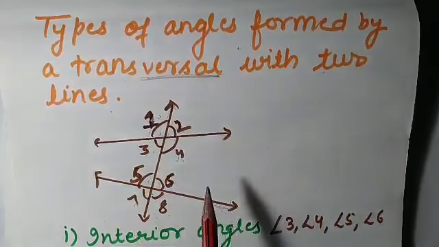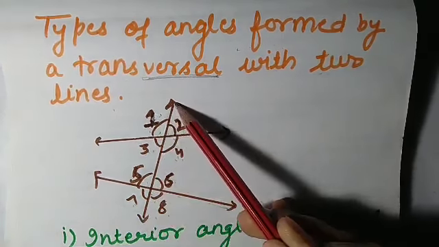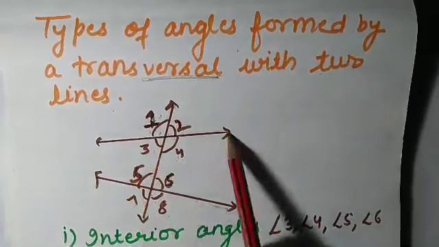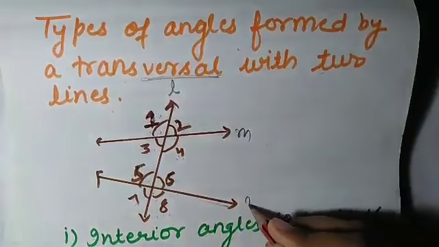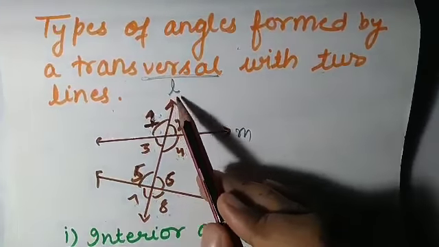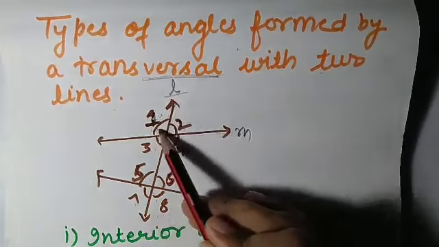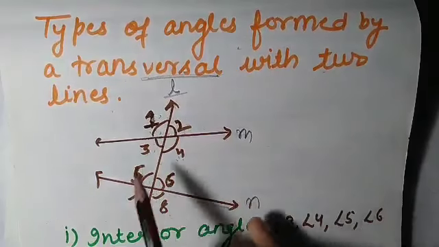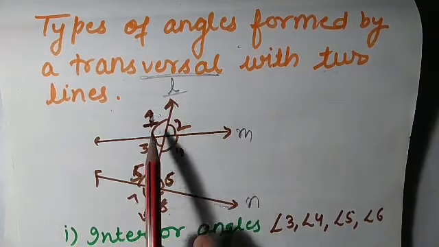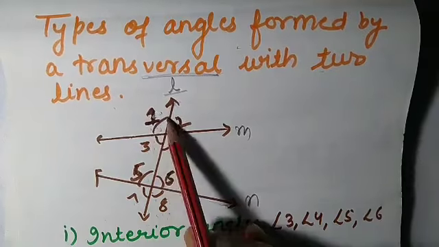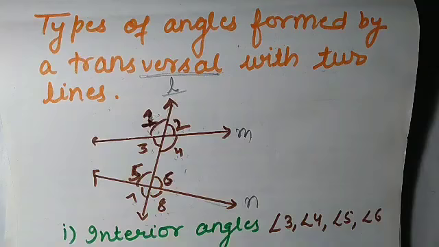So one thing you have to remember: whenever a transversal, I told you, is a line that intersects two lines. Okay, here in this case L is a transversal and M and N are two lines that are intersected by line L, that is the transversal. So this transversal will make 8 angles. So about these 8 angles we will learn in this. Okay, so these are the angles formed by this transversal. This is 1, 2, 3, 4, 5, 6, 7, 8. 8 angles total in number.